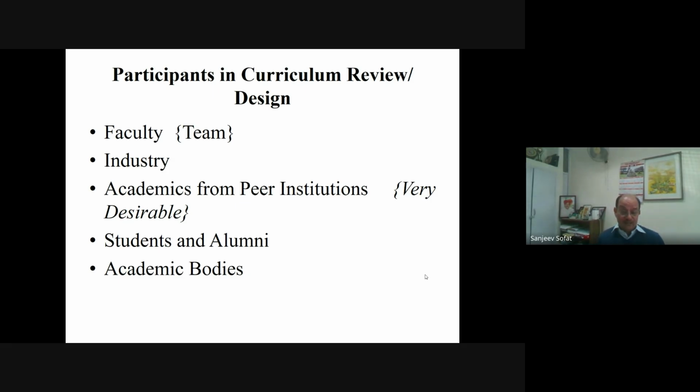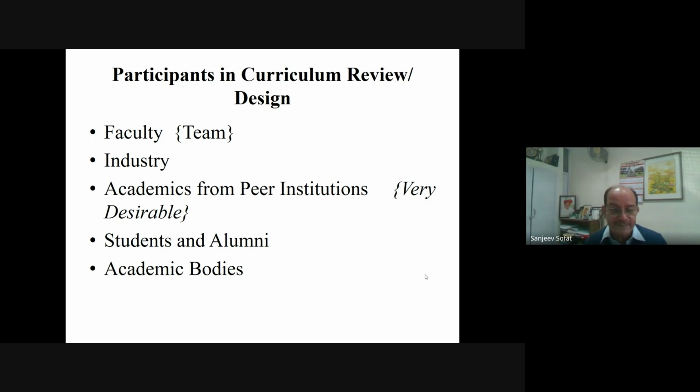If I am asking the students, we must convince them this is what is required. And if alumni come back saying that whatever knowledge and skills they attained in the institute are not that relevant in the industry, then again I have to go back and look for what the industry is looking for. Then, once we have made this particular curriculum, it's the academic bodies who have to approve it.